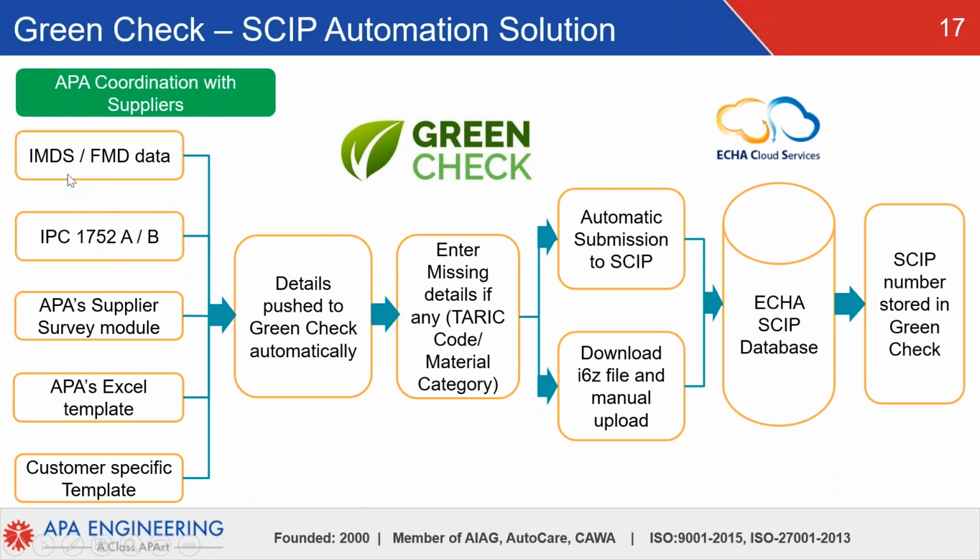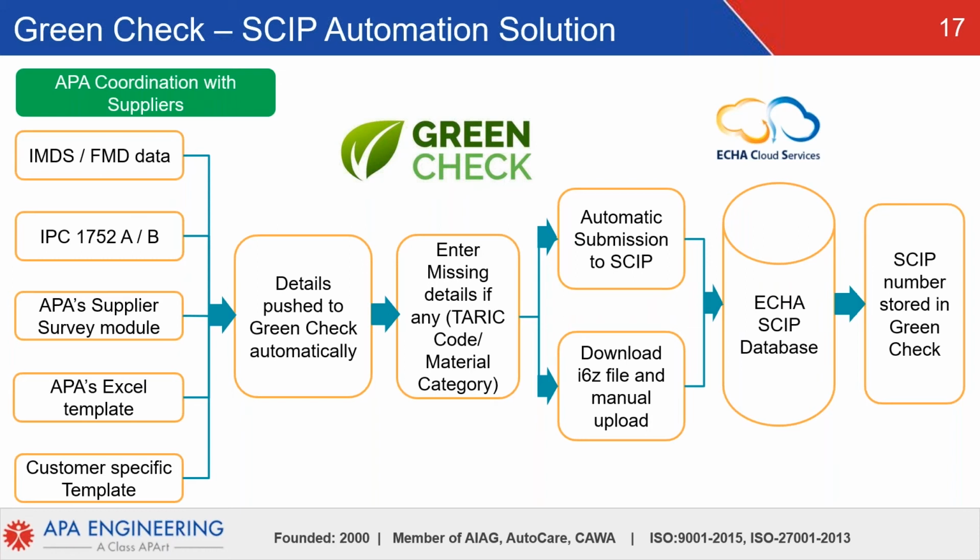In the automotive industry, IMDS has the full material declaration, a complete breakdown of the materials, including the substances. That can be one of the inputs. In the electronics industry, mostly IPC 1752A or B can be another input. And other discrete industries, other than electronics and automotive, may have their own template, typically a company in the medical industry or industrial products.